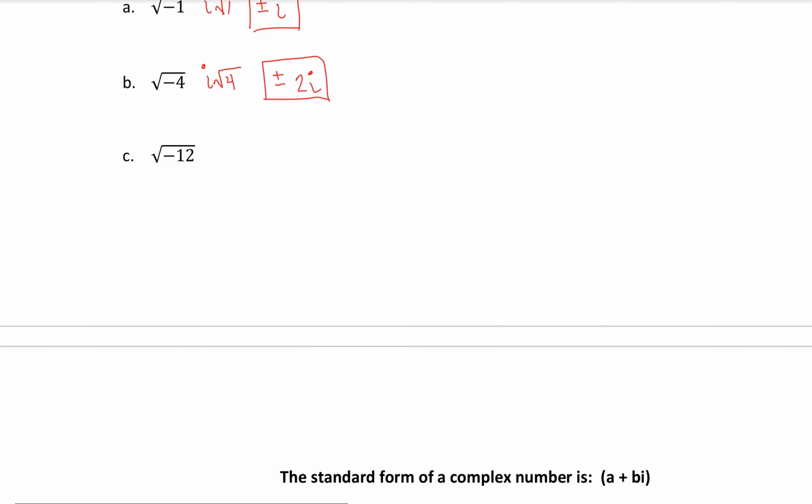All right, C, I have the square root of negative 12. Pop out the i, and I get my square root of 12. And I have to break apart that 12, so I can do 3 times 4 is 12. So I know I can take the square root of 4, so I get a plus or minus 2i. That square root of 3 is remaining.